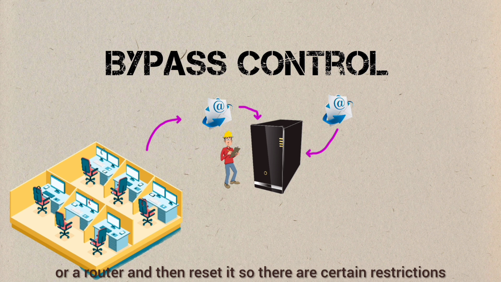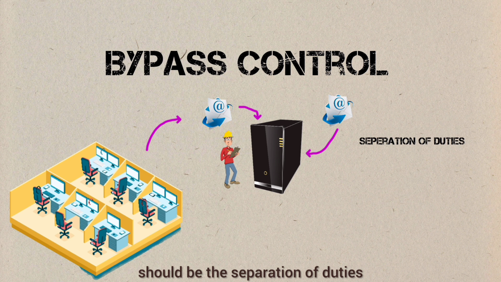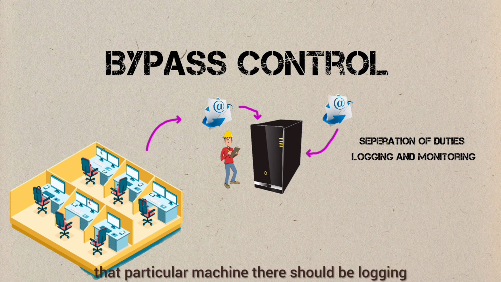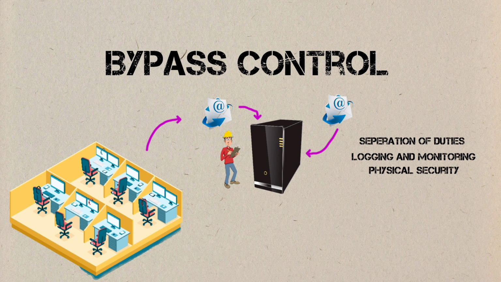So there are certain restrictions which can be put in place to reduce this risk. One is the separation of duties, who has to do what has to be done. The second one is logging and monitoring. Whoever enters the data center and whoever accesses that particular machine, there should be logging and monitoring. And finally, there should be strict physical security where only a restricted set of people have access to the data center.